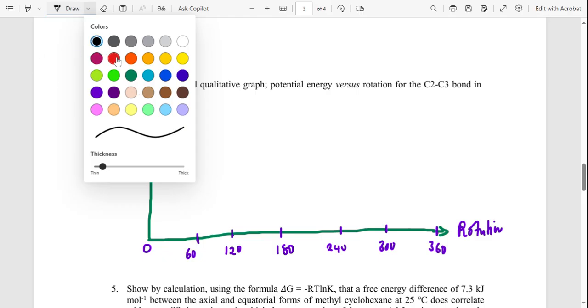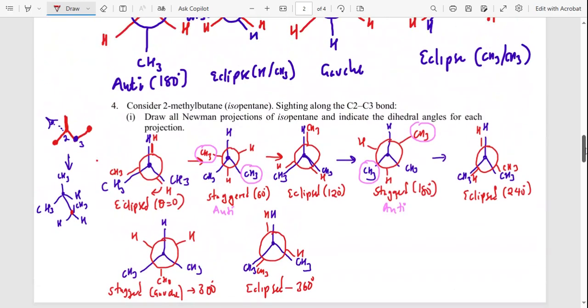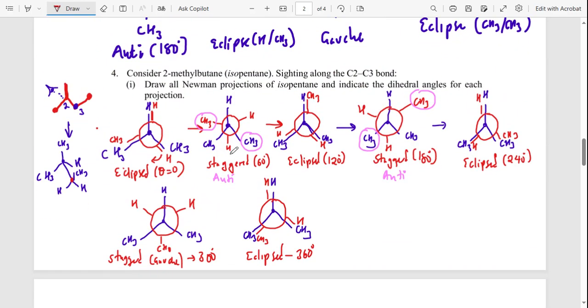The most unstable structure is the eclipse configuration. So go to the eclipse configurations. And the most unstable eclipse is where I've got CH3 eclipsing. So when you look at it, the first structure is eclipsed, okay? And then the last structure is also eclipsed. The third one is also eclipsed.